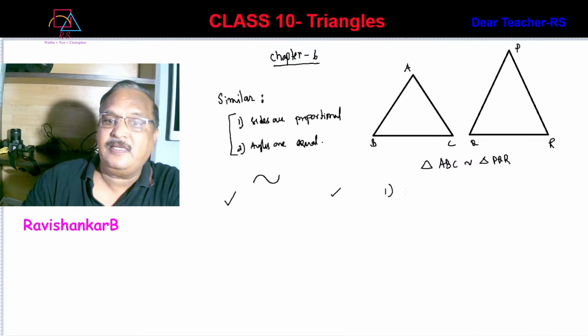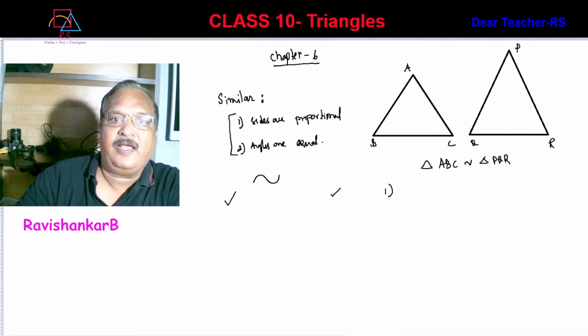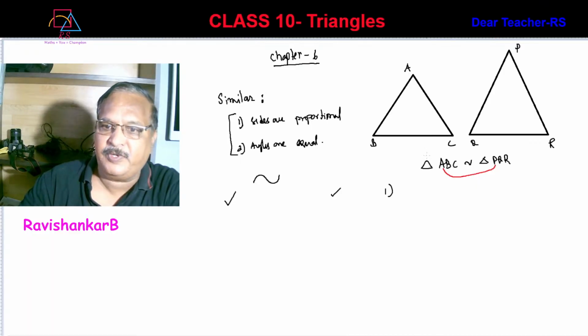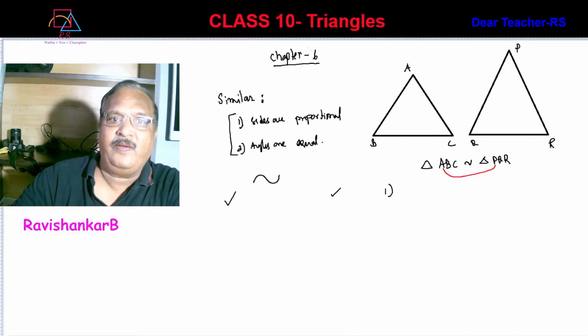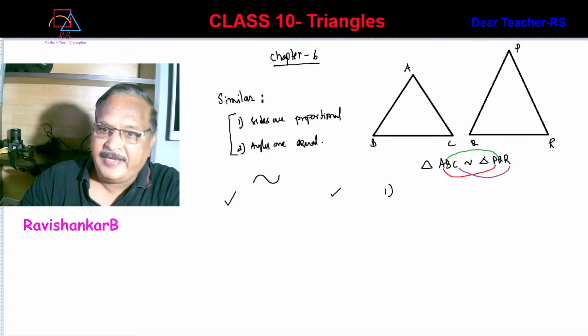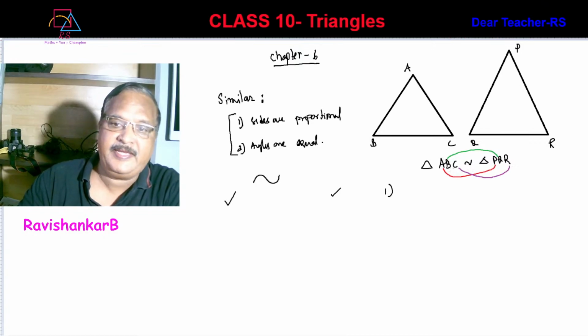Very simple, their corresponding sides are proportional. So how to take the corresponding? A is corresponding to P. Vertex A is corresponding to P, and vertex B corresponding to vertex Q. Of course, the third one almost automatically they are corresponding. Okay, correspond. When you are writing this ABC, you have to be very careful.